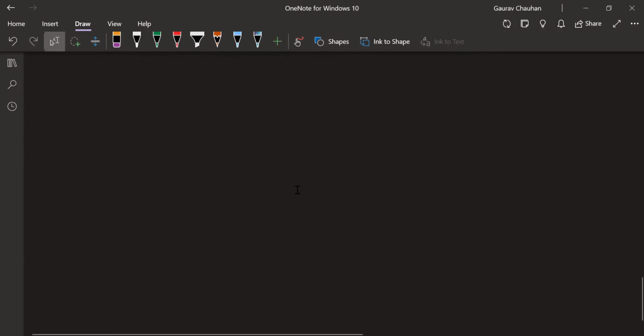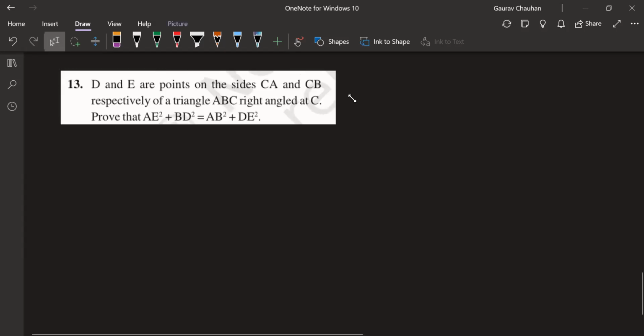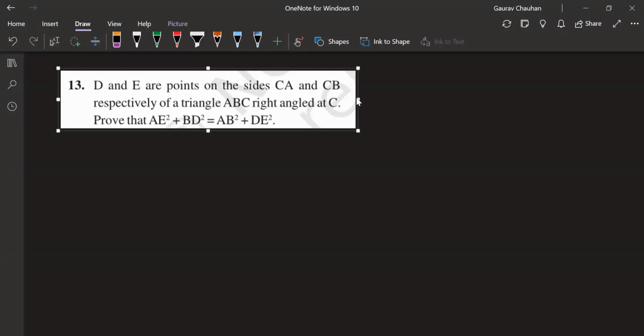So the next question which we have as doubts is question number 13, right? D and E are points on sides CA, and let me copy the question. Is the question visible for people? Yes, sir. Okay. D and E. Let me draw the diagram now. This thing's diagram is not given, but it's going to be simple. You just look at it properly and draw.